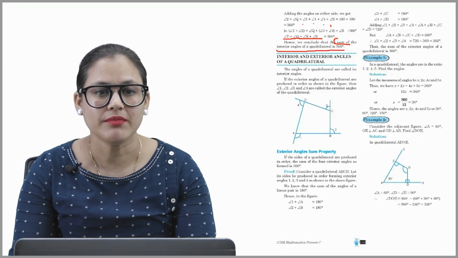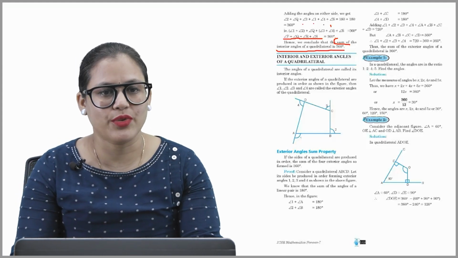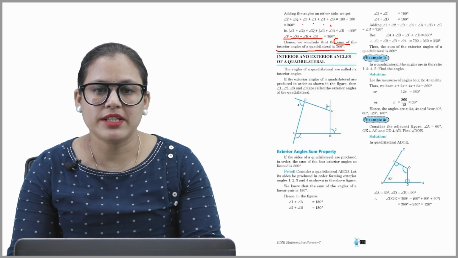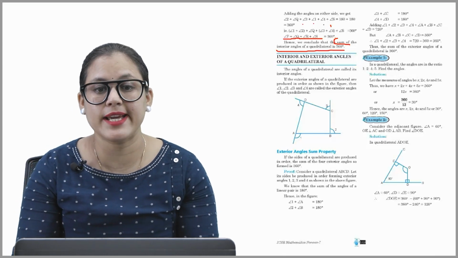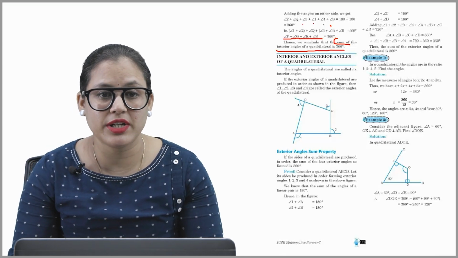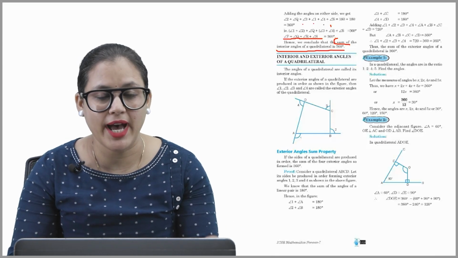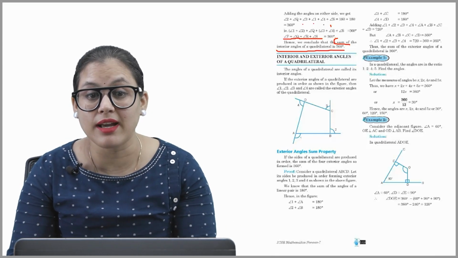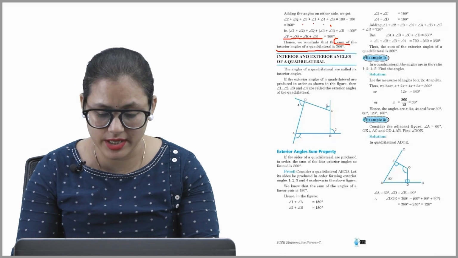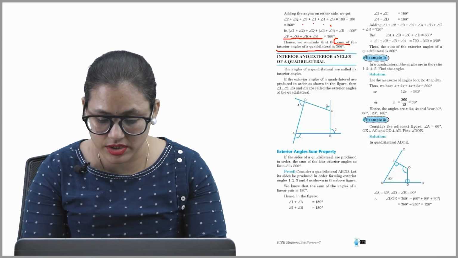Okay. Now, interior and exterior angles of a quadrilateral. The angles of a quadrilateral are called its interior angles. If the sides of a quadrilateral are produced in order as shown in the figure, then angle 1, angle 2, angle 3 and angle 4 are called the exterior angles of the quadrilateral. Okay, as you can see, these are the exterior angles.